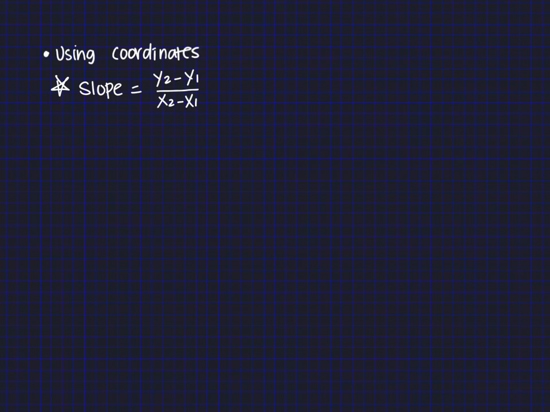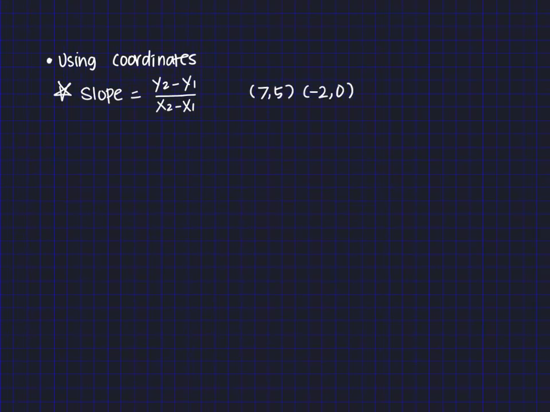So to give you the example, I'm going to give you two sets of points that you need to work with. So let's say I have (7, 5) and (negative 2, 0), and I have to find out the slope. What I'm going to do is find the differences, but first I'm going to set these two different points as x1, y1 and x2, y2. So my first set of coordinates is going to be the 1's, so x1 and y1. My second set of coordinates is going to be x2 and y2, so the 2's.